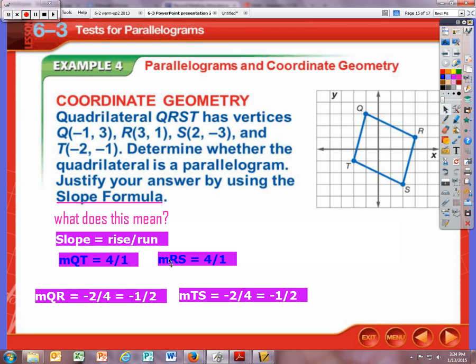So because the two that are across from each other, QT and RS, have the same slope, and the other two that are across from each other, QR and TS, have the same slope, we can say yes, this is a parallelogram because the opposite sides are parallel.